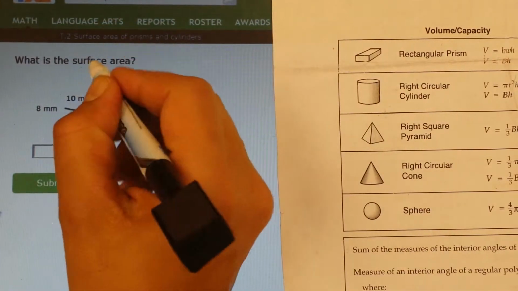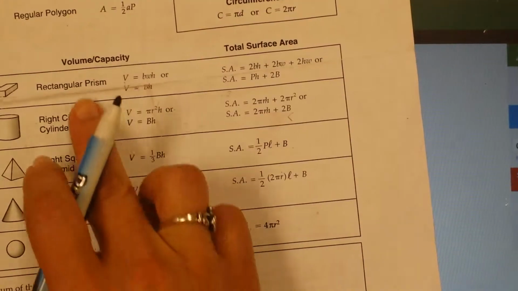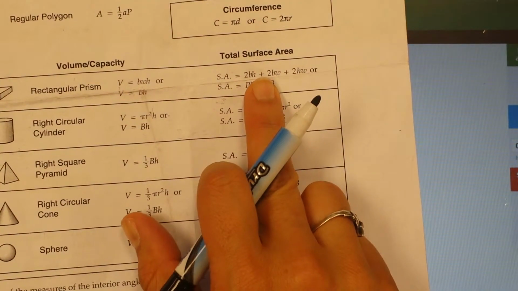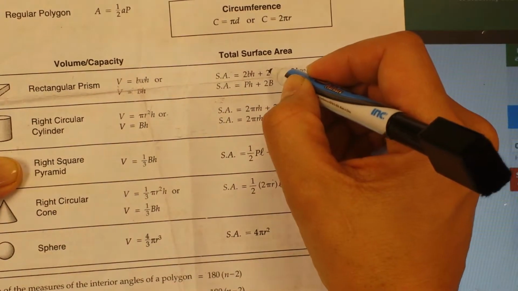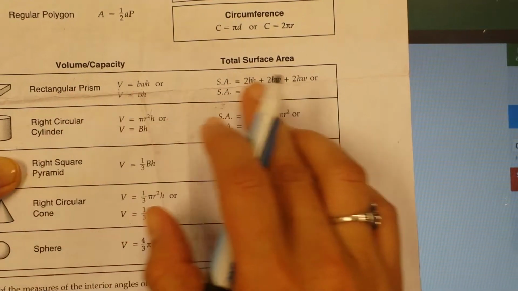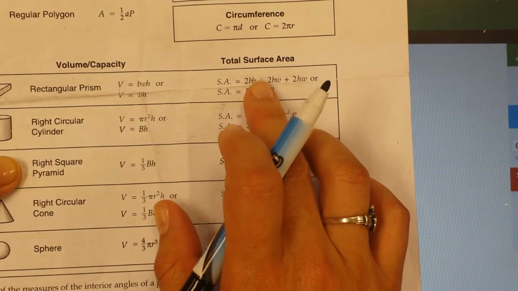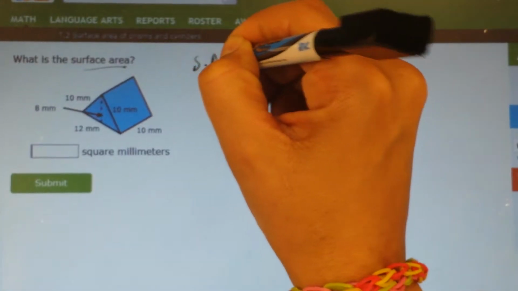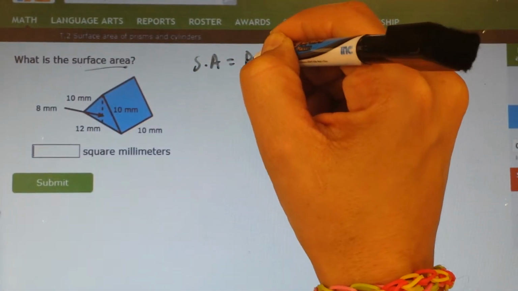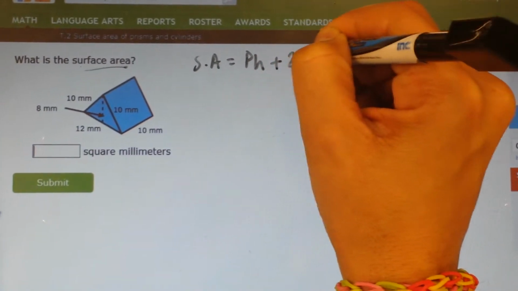Okay, so I'm looking for surface area, so find prism, surface area, and I'm going to write down the formula. Only thing is, I'm going to use the bottom one because this top one is just for a rectangle, and it's going to be very difficult to find out what B and H are. But if I use this bottom one, it's easier. So surface area is equal to capital P H plus 2 capital B.